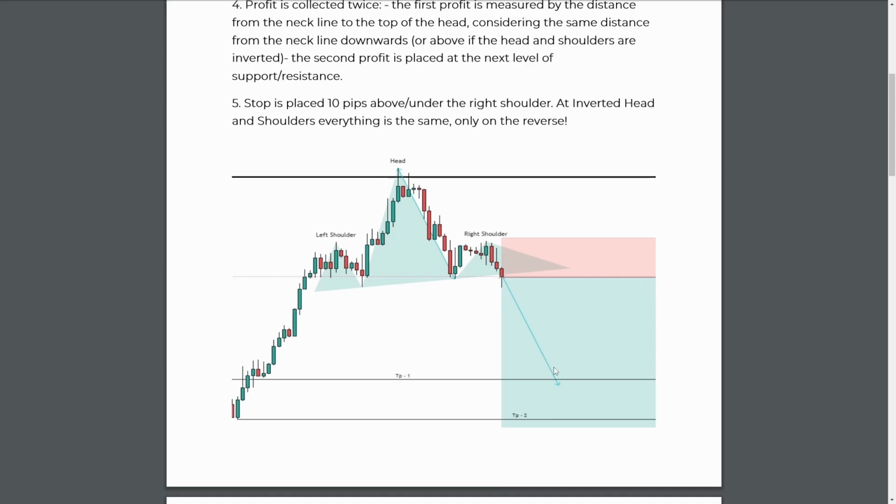There you enter a deal. But you measure the profit from the neckline, not where you enter the deal. Exactly from the breakthrough of the neckline. You take this arrow, apply it here and see how far your full take profit should be.